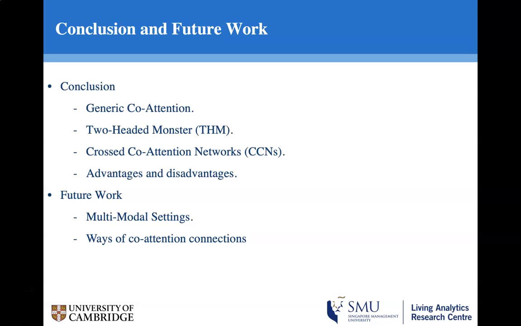To conclude, first we formulate the generic co-attention. Then we propose two-headed monster neural structures consisting of two parallel encoders and a decoder connected with each other using co-attention. Then we design crossed co-attention networks based on our defined co-attention under the umbrella of two-headed monster. Our proposed method improves the machine translation tasks by 0.17 to 0.74 BLEU points and enhances the capability of model selection. However, the time efficiency is reduced since the number of parameters increases.